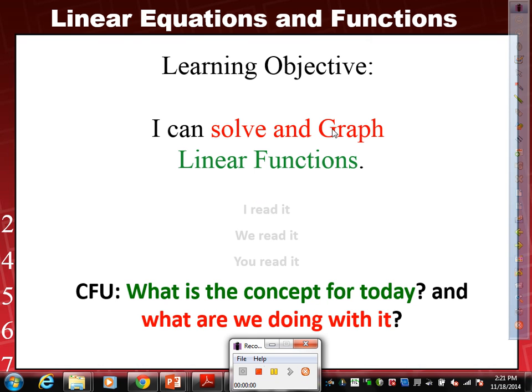Our objective for today: I can solve and graph linear functions. Let's read together. 1, 2, 3. I can solve and graph linear functions. So we're going to continue with functions today, but today specifically we're going to look at linear functions.